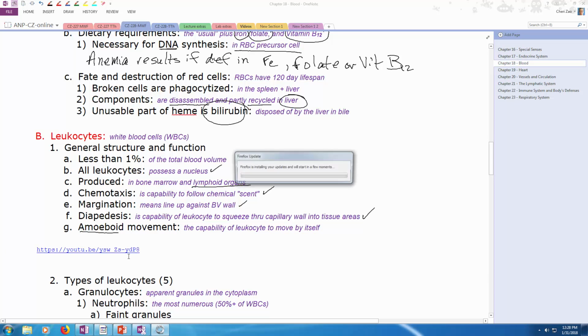So let's take a look at this nice little YouTube video about this process. It worked really well the other day. Let's see if it works today.